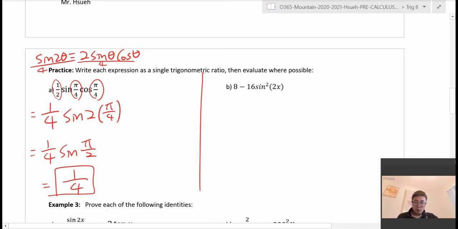Now for part B, this is the cosine 2 theta identity. Cosine 2 theta, recall, was 1 minus 2 sine squared theta.